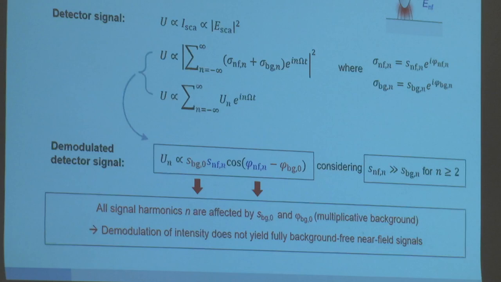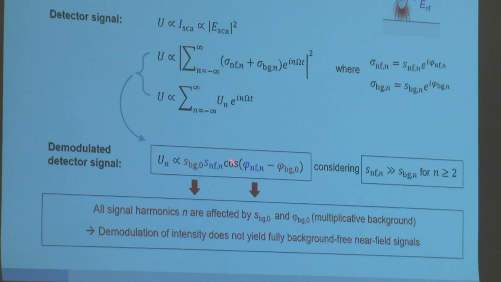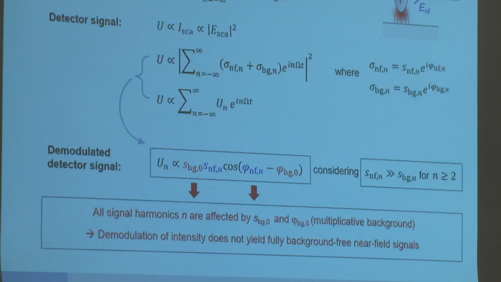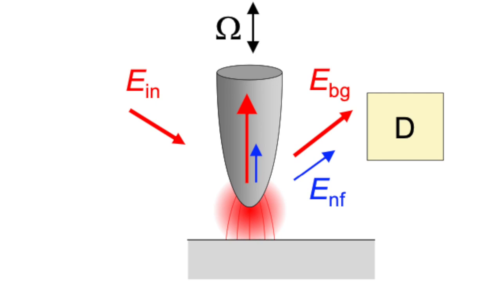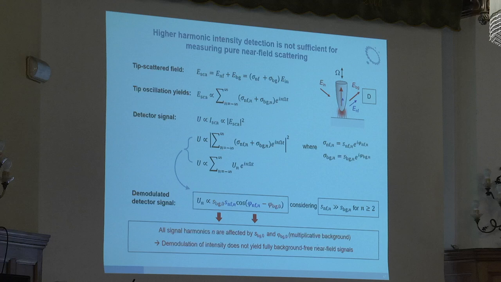Obviously, it does not solve the problem because now I mix up near-field and background signals, and in principle, one can understand this scattering process as follows. There's an interference between these two terms, right? There's a background field, and this background field interferes with this near-field signal. And so you will never actually, in such an experiment, be able to measure a pure near-field signal, because there's always this background, and this background acts as a local oscillator or as a kind of reference field.